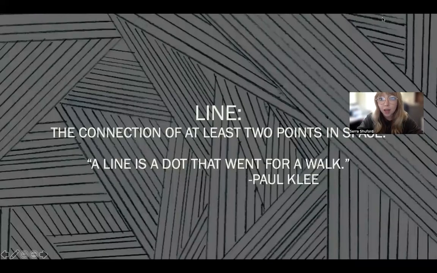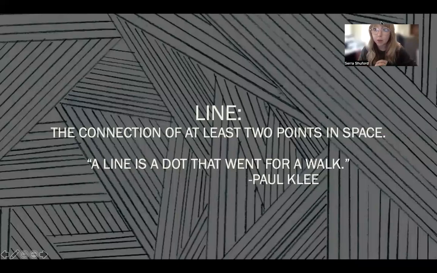So let's talk about line first. This is our most basic element of art, but it is also probably the most intricate because it makes up most of what we understand about artwork. The definition for a line is simply the connection of at least 2 points in space. And I've got a quote from Paul Klee, a famous artist, which says, "A line is a dot that went for a walk."